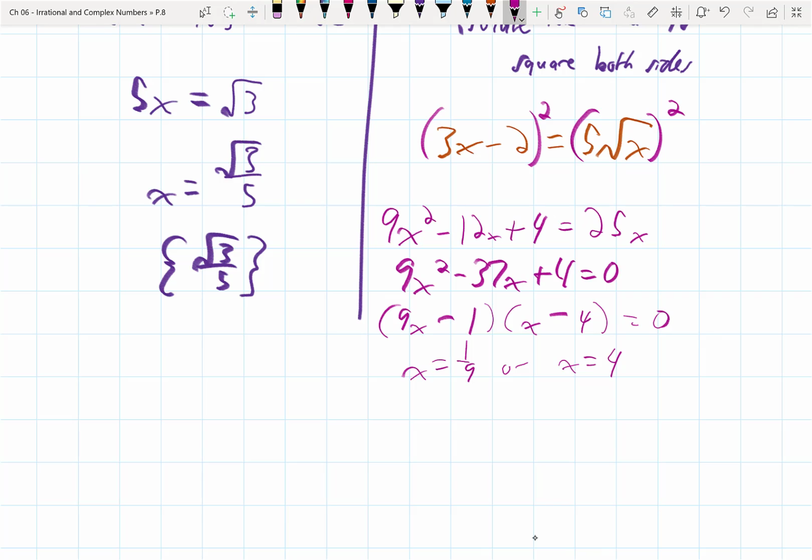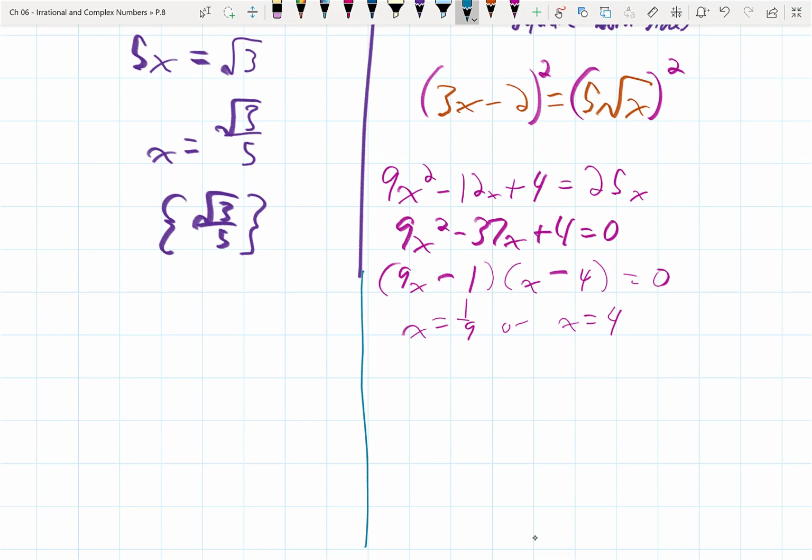But, yeah, which ones? Both of them. It is possible that one of them will work, none of them will work, or both of them will work. You don't have any linkage between the two. You must check them both. So let's do that. 3 times 1/9 minus 5 times the square root of 1/9 is equal to 2. Or 1/3 minus 5/3 is equal to 2.